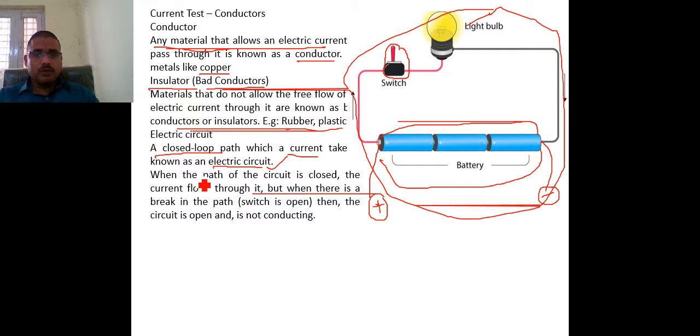When the path of the circuit is closed, the current flows through it. But when there is a break in the path, that means when the switch is open, at that time the current will not pass in the circuit, which means this path does not conduct electricity.